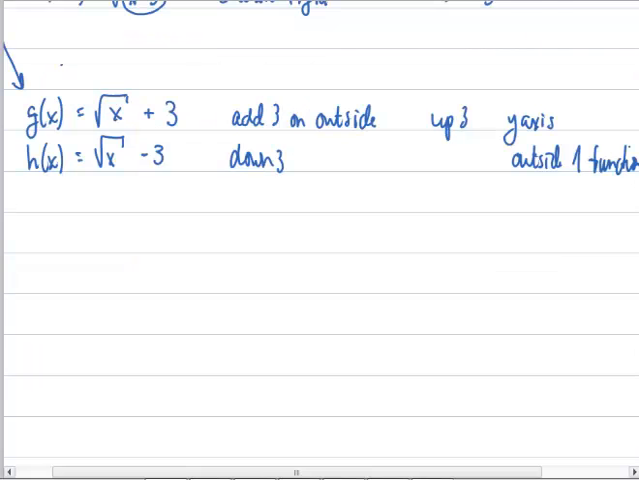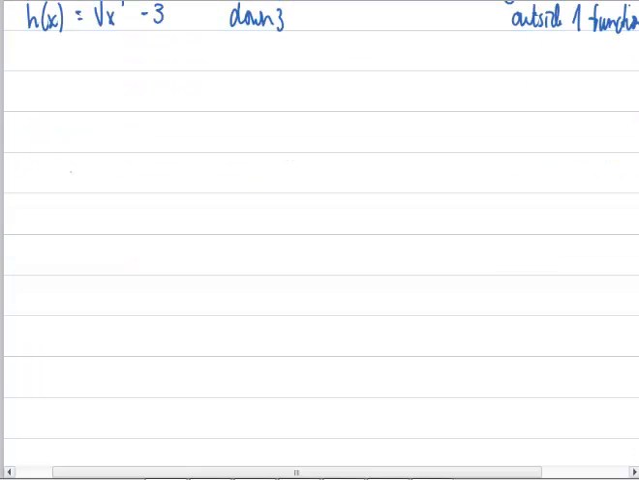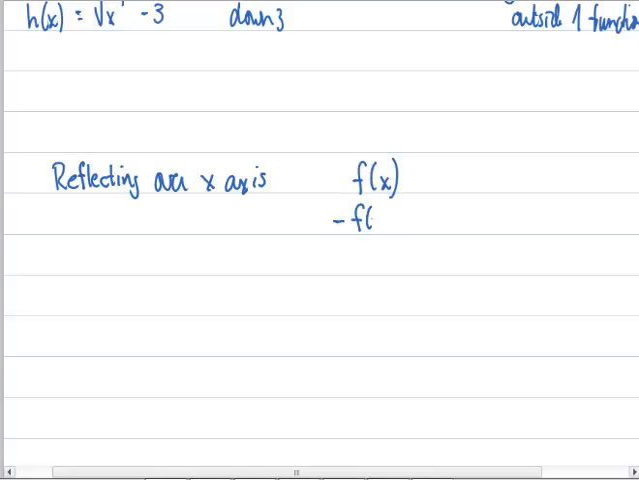So this is done very easily with function notation. So if I have a function, if I want to reflect, let me spell that right. I have trouble spelling reflecting today. Reflecting over the x-axis. That's done by, if I have f of x, if I put a negative in front of the function, that will reflect over the x-axis.